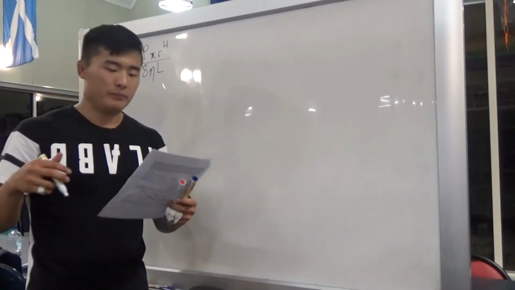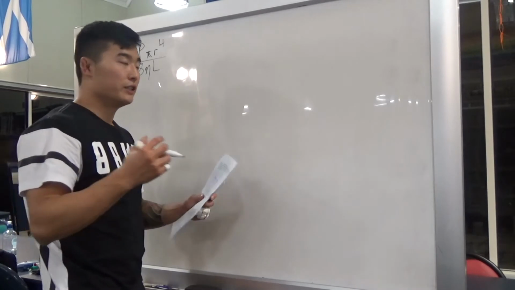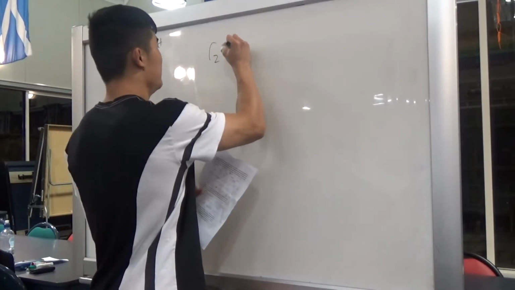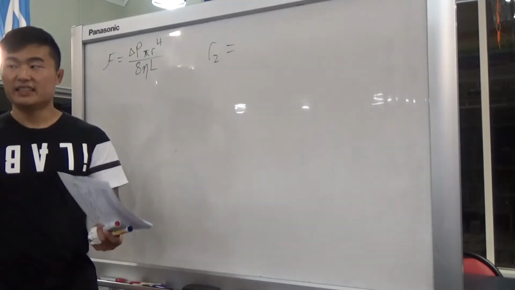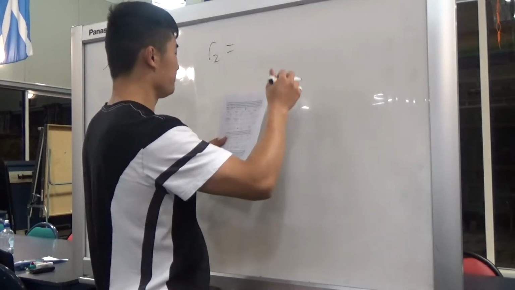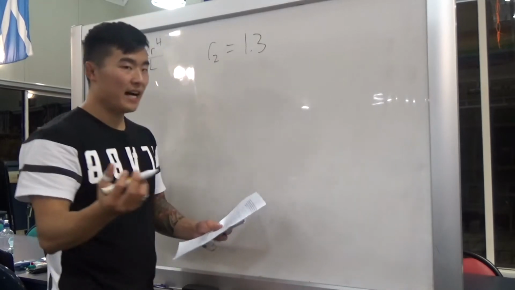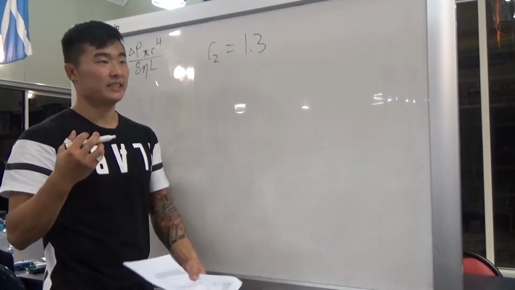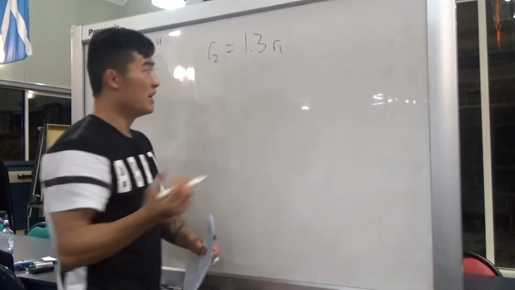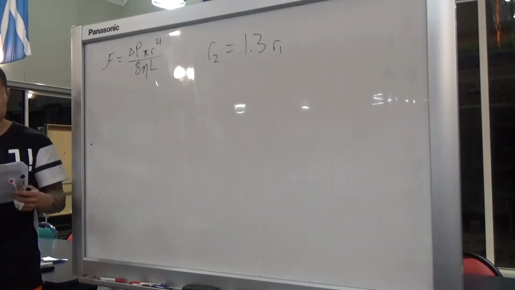So the radius will be 30% greater as well. So the new radius, we'll call that R2, is going to be 30% greater than R1, which is the original needle or the original radius. So 1.3 times, that's going to be saying that it's 30% greater than R1. Okay? So R2 is equal to 1.3 times R1.